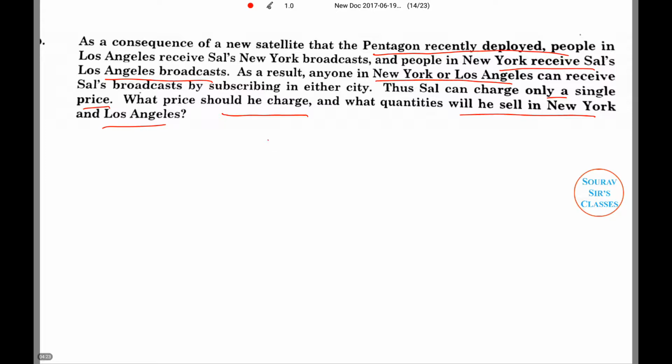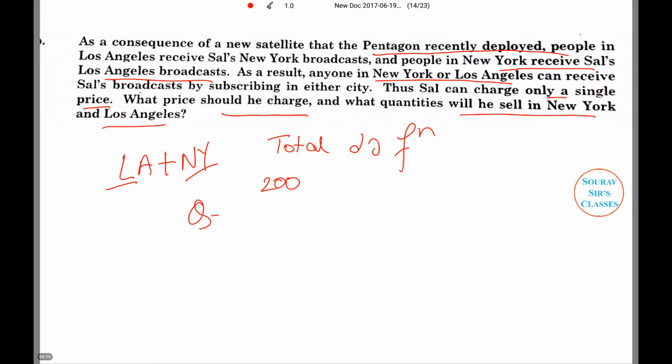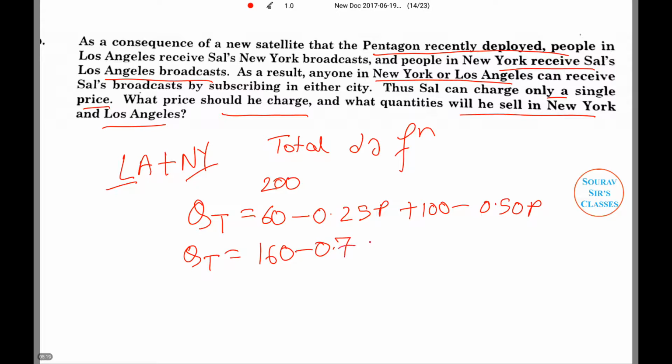Given this news, Sal can no longer separate the two markets. So he now needs to consider the total demand function, which is the horizontal summation of LA and New York. Above a price of 200, that is the vertical intercept of the demand function for Los Angeles viewers, the total demand is just the New York demand function, whereas below 200, we add the two demand functions, that is Q total equals 60 minus 0.25P plus 100 minus 0.5P, or QT equals 160 minus 0.75P.